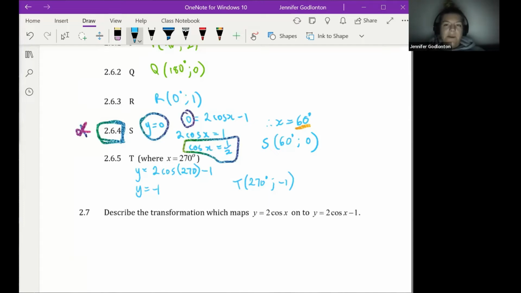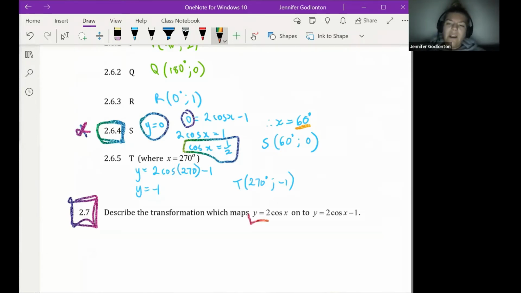This type of question comes up quite often, in various different ways. That's also one that they love in the matric papers, so I thought it would be something good for us to discuss. It's actually not nearly as hard as it sounds. It's saying describe the transformation, which is really just a fancy word for the change or the movement. So describe the transformation which maps y equals 2 cos x onto y equals 2 cos x minus 1.